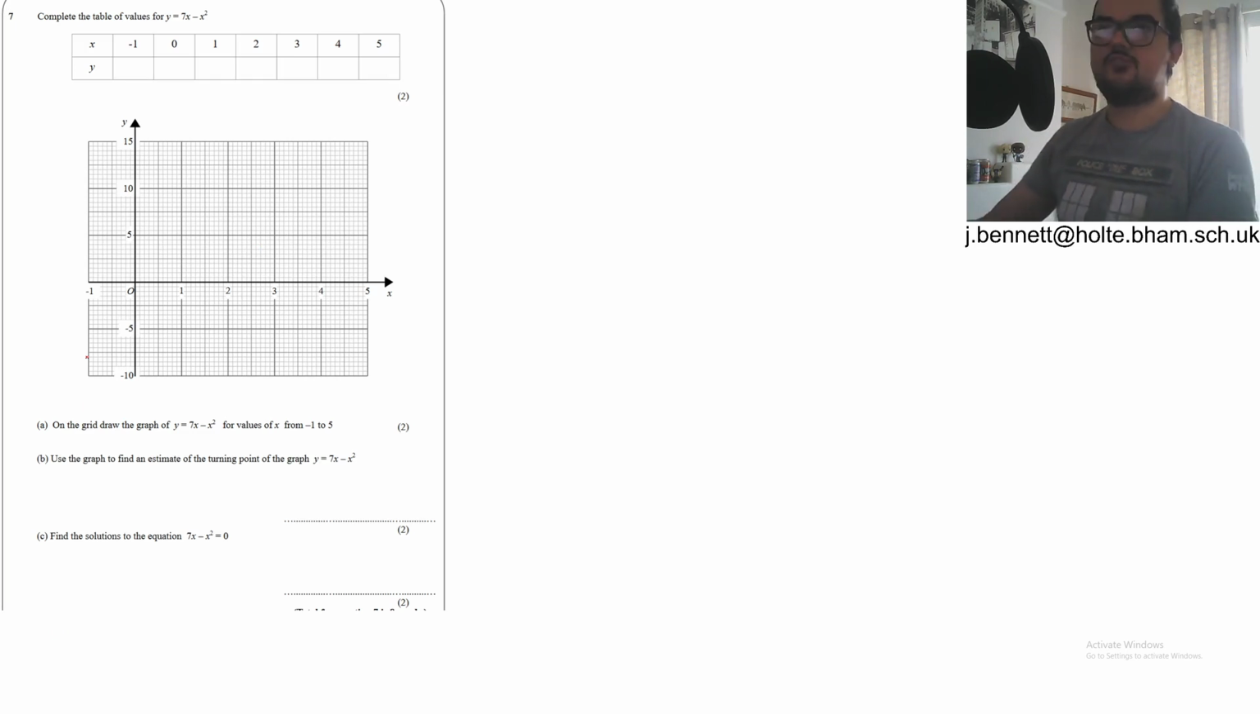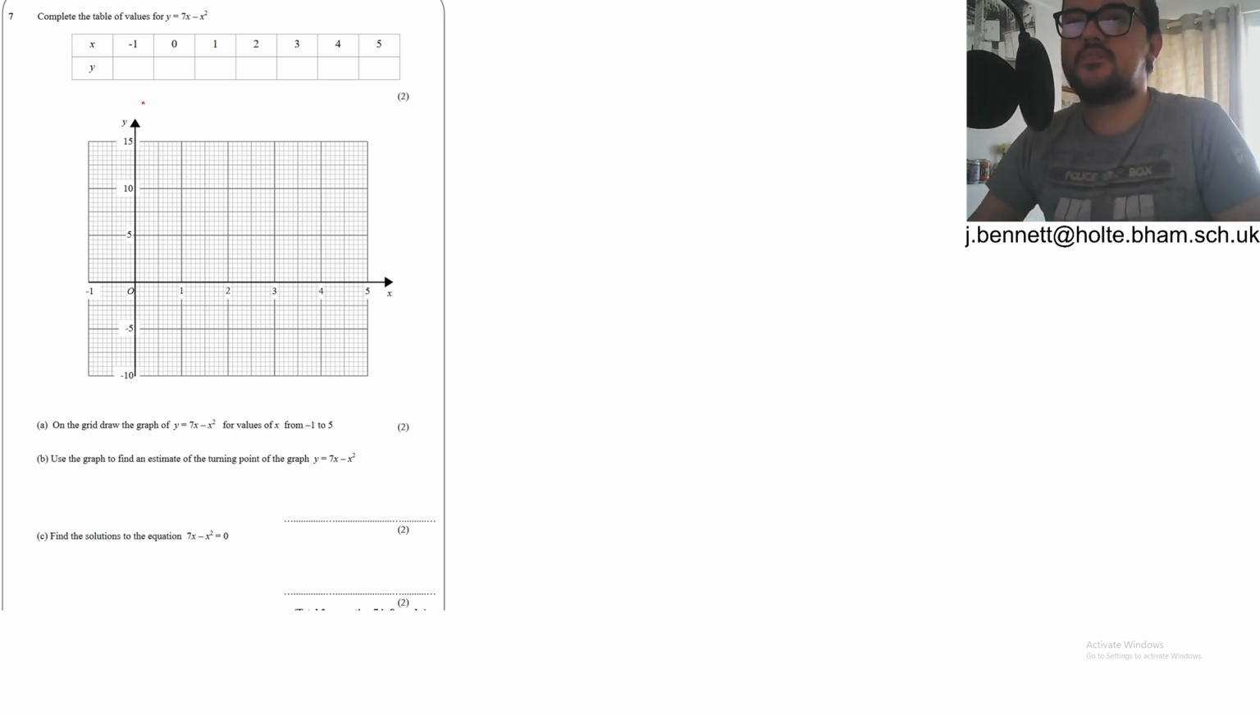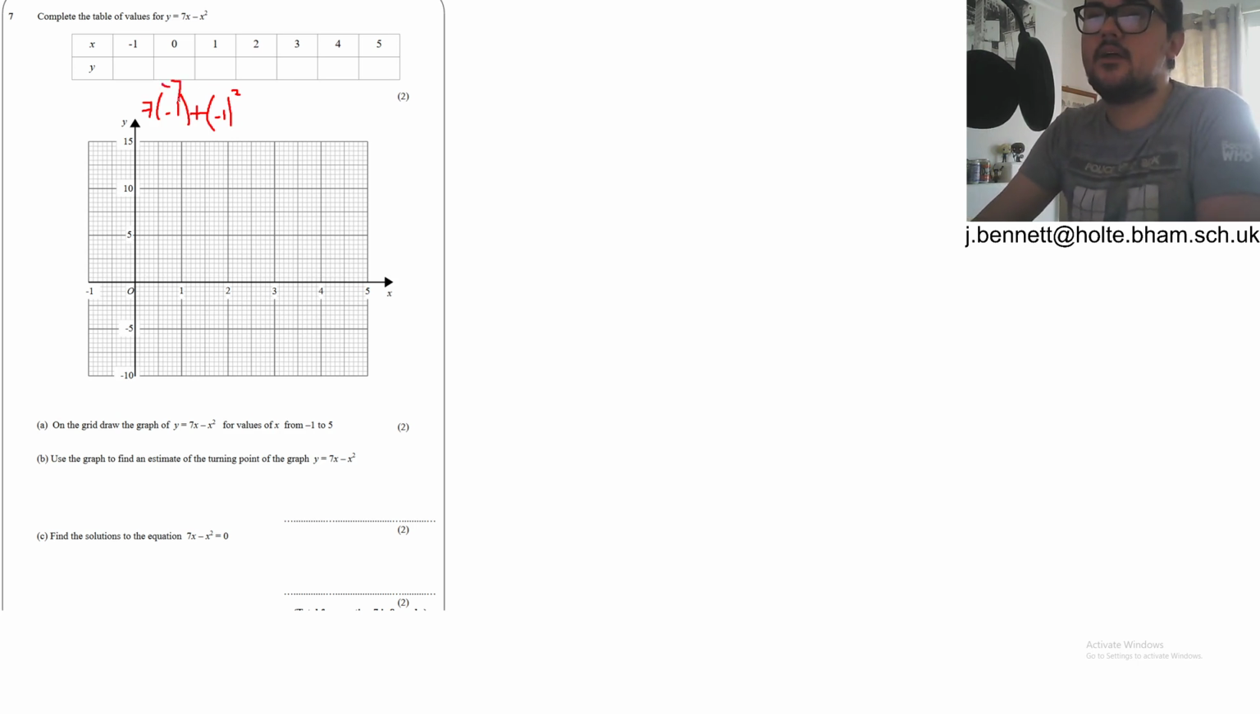Complete the table of values for y equals 7x minus x squared. So, complete the table of values. Minus 1, so we want 7 lots of minus 1 plus minus 1 squared. 7 times minus 1 is minus 7. Plus minus 1 squared is 1. Minus 7 plus 1 is minus 6. Now 0. 0 times 7 is 0. 0 squared is 0. 0 minus 0 is 0. So this is just going to be a 0.